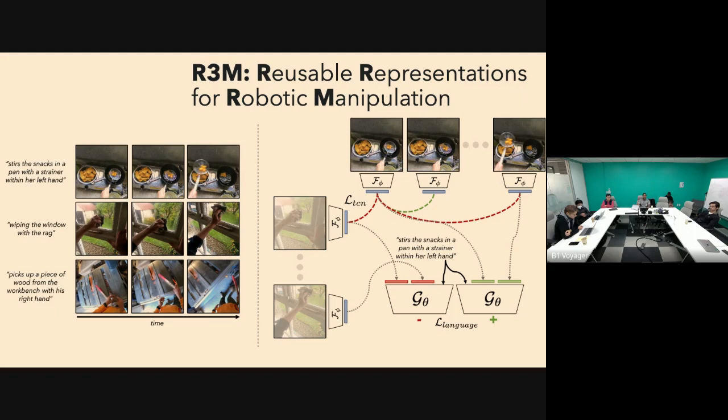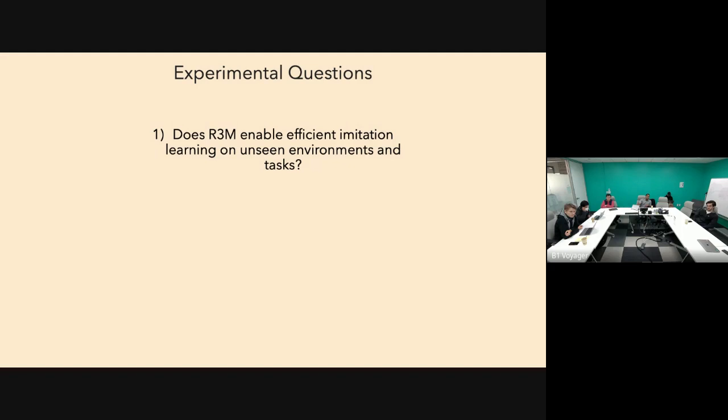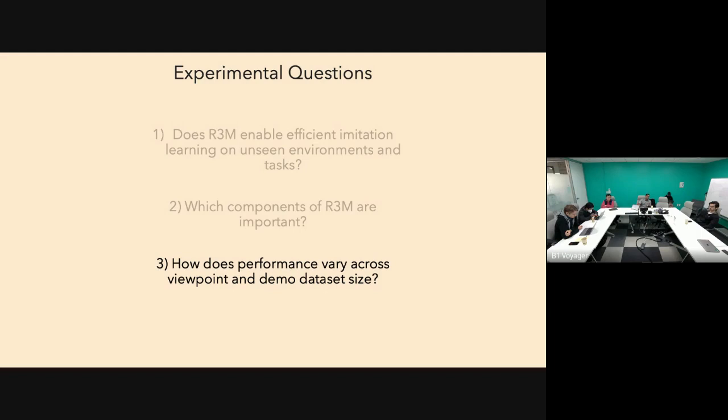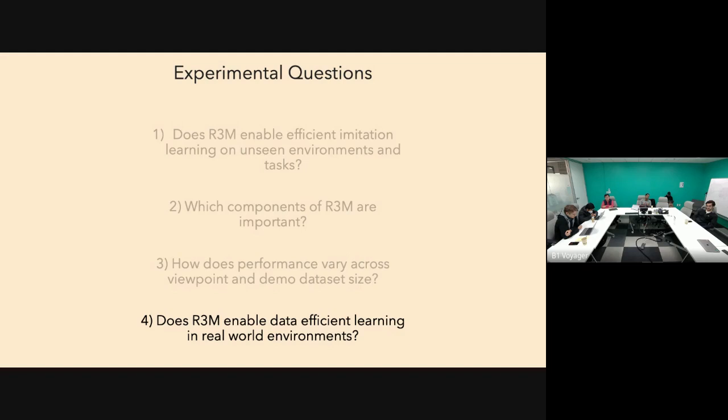So in our experiments, the main things we wanted to look at were: one, does this representation enable efficient imitation learning on unseen environments and tasks? What components of R3M are important? How does performance vary between different viewpoints and demo dataset sizes? And lastly, and maybe most importantly, does it enable data efficient learning in a real world environment?